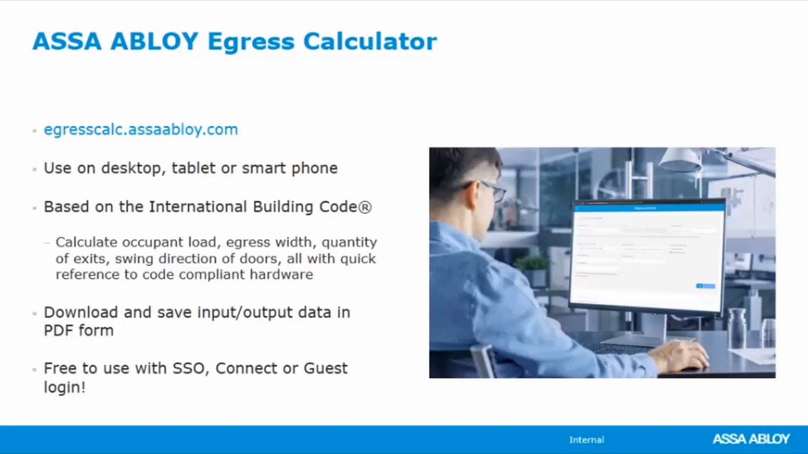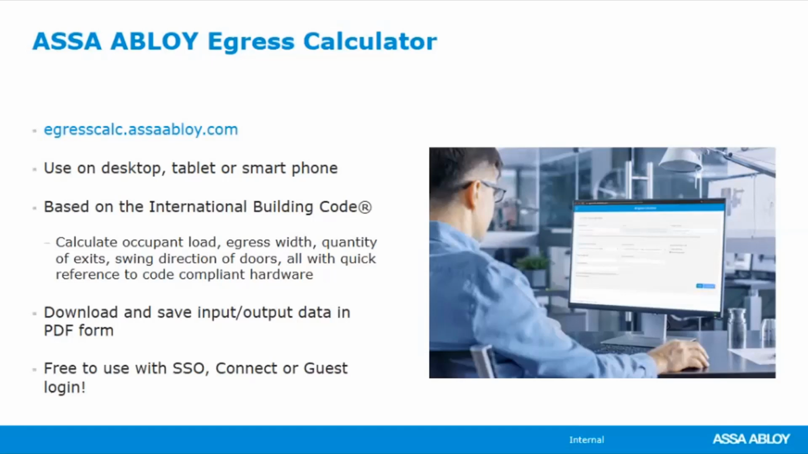It's egresscalc.assaabloy.com. You can use it on your desktop, tablet, or smartphone. So if you happen to be at a job site, you can pull it up on your phone and do a quick calculation. It's based on the International Building Code. You can use it to calculate the occupant load, the egress width, the quantity of exits, the swing direction of exit doors, all with quick references to code compliant hardware listed at the bottom.